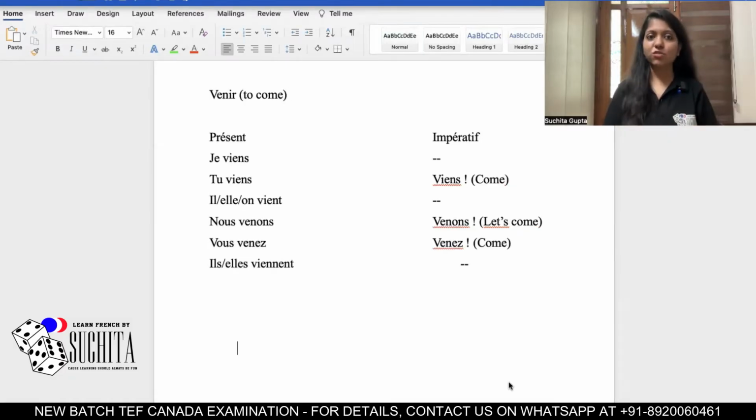Let's move on with our next verb, and the verb is venir. Venir, which means to come. Now that's again a third group verb. On the left hand side, I have written the conjugation of the verb in the present tense, and then on the right hand side, I've converted into imperative. Now, with je, it is je viens, tu viens, il, elle, on vient, nous venons, vous venez, il, elle viennent. So that's the conjugation of the verb venir in the present tense.